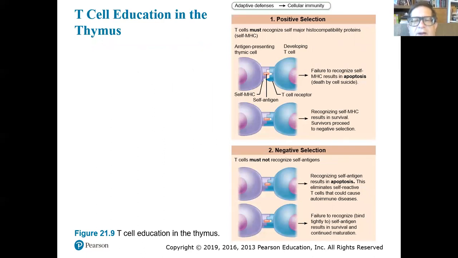So T cells, positive selection, they have to be able to recognize something as bad, and they have to not think things are bad when they are normal. Great.